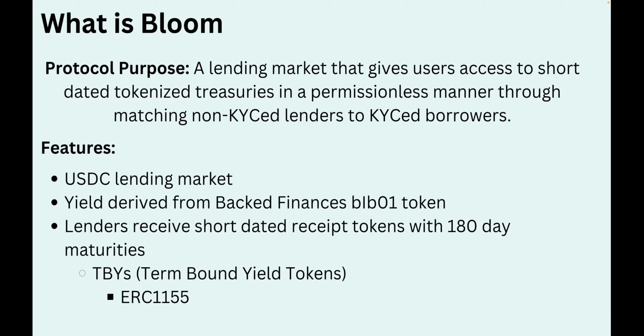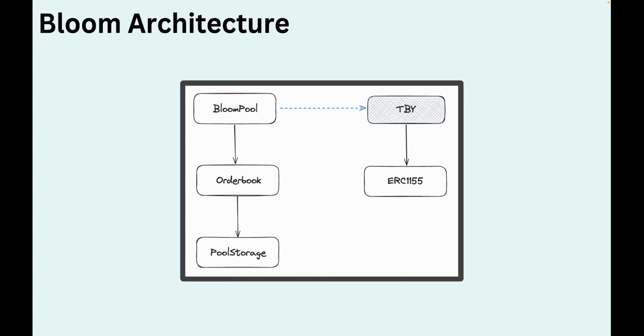Lenders receive a receipt token called a term-bound yield token, or a TBY for short, that can be redeemed at the end of the token's maturity for their collateral plus any yield accrued during the token's duration. The borrower receives a return based on an interest rate that's set at the creation of the loan. Bloom v2 is pretty simple.